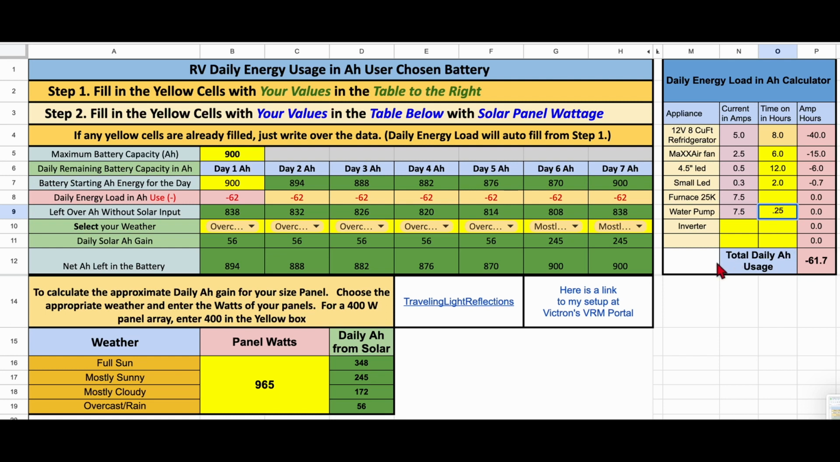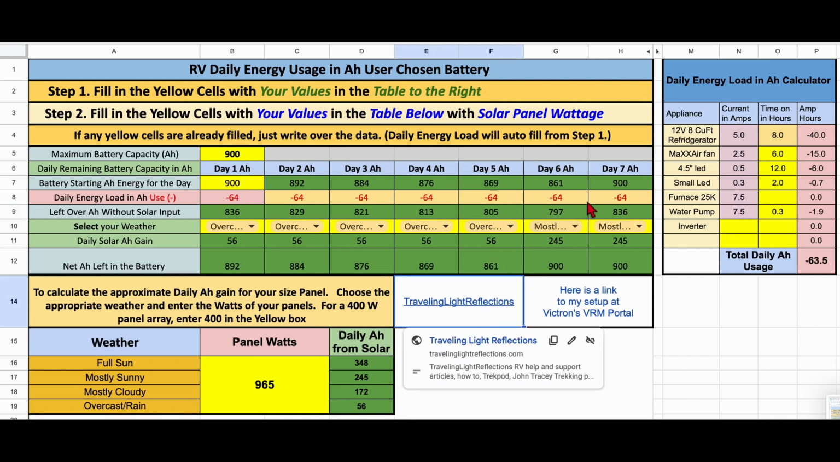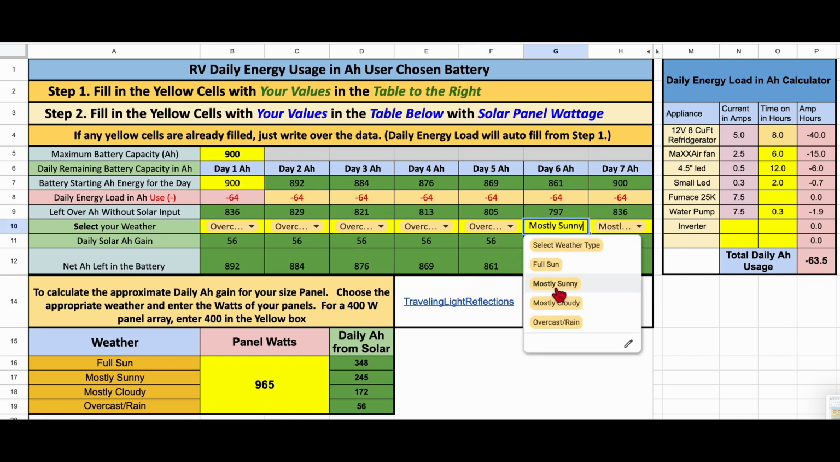Okay, so with all overcast and the size of everything that I've got, I am at a negative 63.5, averaged out to 64, as you see across the board. I'm doing just fine. I've got some overcast days. You can see by the time I got to the mostly sunny day, I've already brought myself back up to my full charge because I've got so much solar.